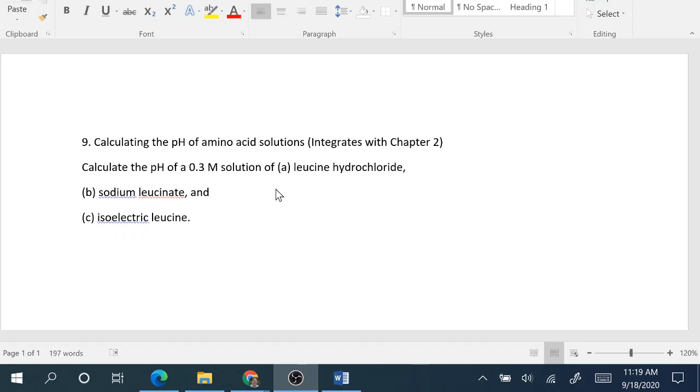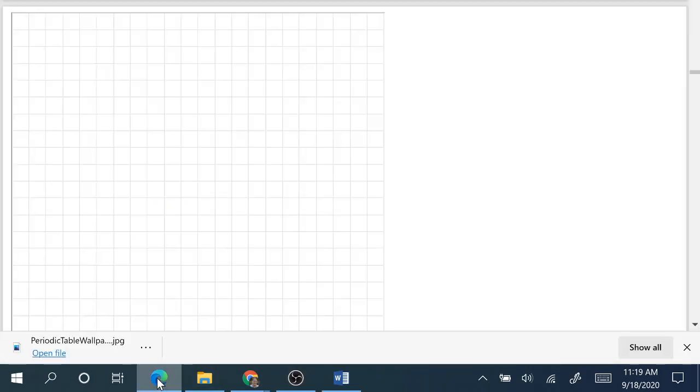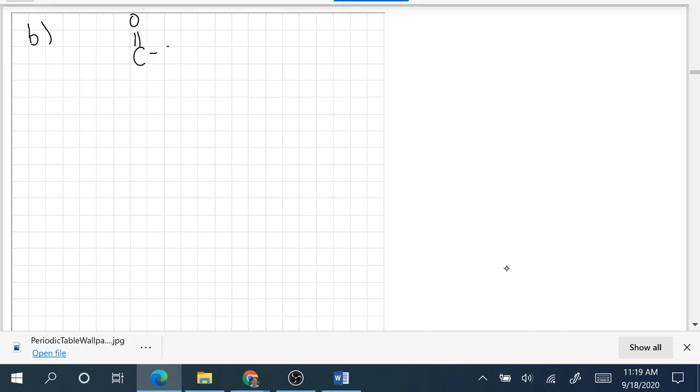For the next problem, we'll work part B of problem 9 in chapter 4. Calculate the pH of a 0.3 molar solution of sodium leucinate. Okay, so what is sodium leucinate? It's important to identify what we're working with before we try to work this problem so we can see what is affecting the pH. Okay, so we've got sodium leucinate, looks like this.